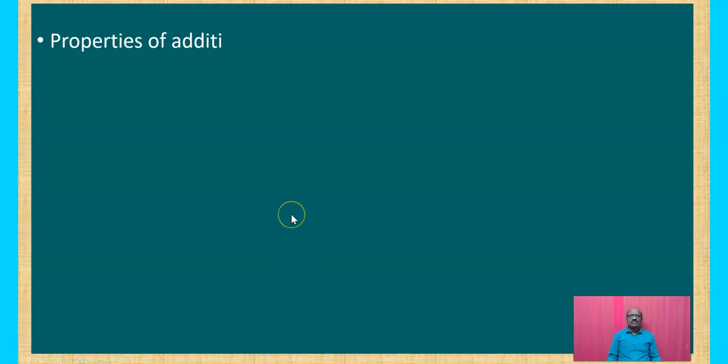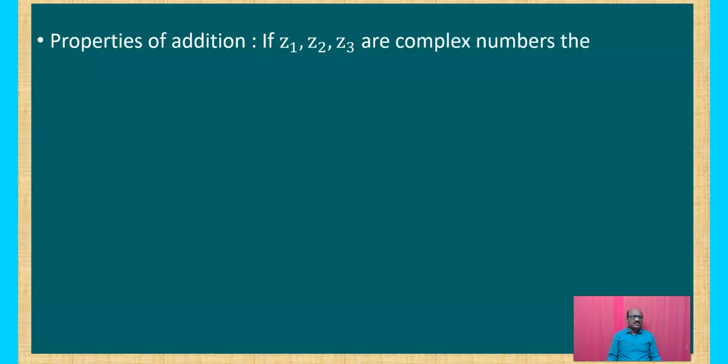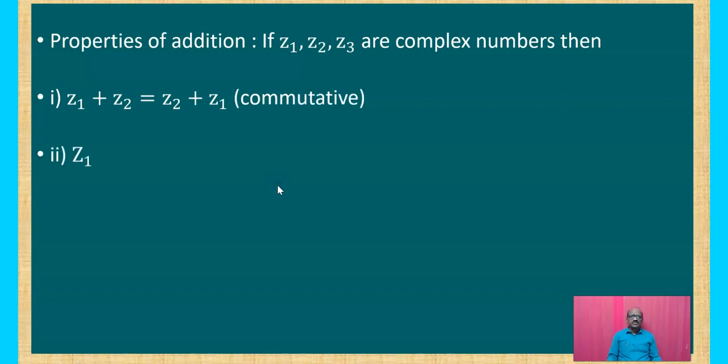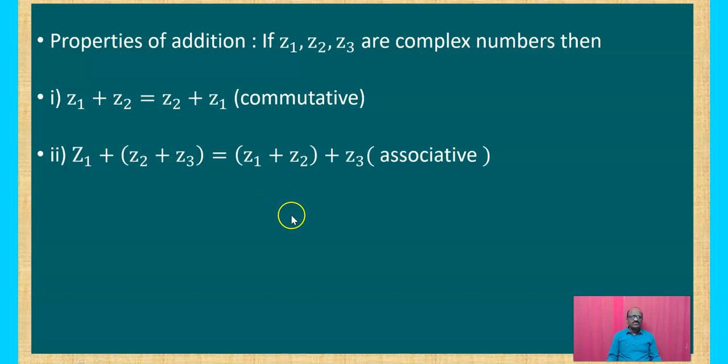Next, properties of addition. If z1, z2, z3 are complex numbers, then z1 + z2 = z2 + z1. That is the commutative property. Next, z1 + (z2 + z3) = (z1 + z2) + z3. It is associative. Third is z1 + 0 = 0 + z1 = z1, which is the identity.